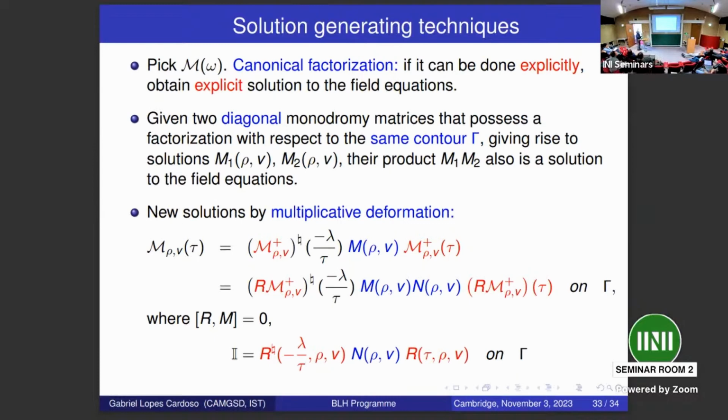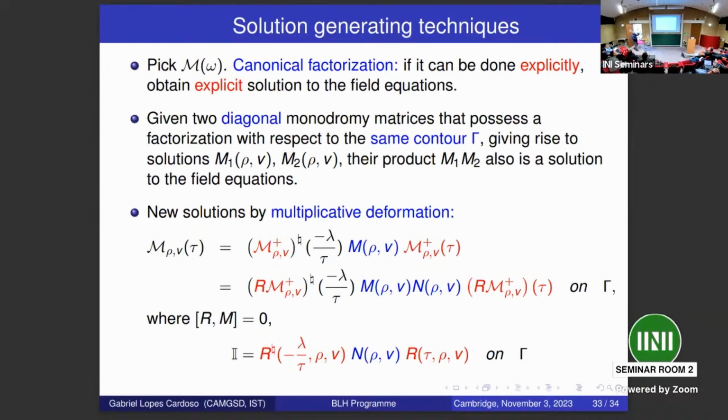Now, if you look at diagonal monodromy matrices, say you have two diagonal monodromy matrices, and you have managed to factorize them with respect to the same contour, then what you discover, or you can prove, is that the product of these two solutions will also be a solution to the field equations. That's non-trivial because the field equations are non-linear, but this is an outcome of this factorization analysis.